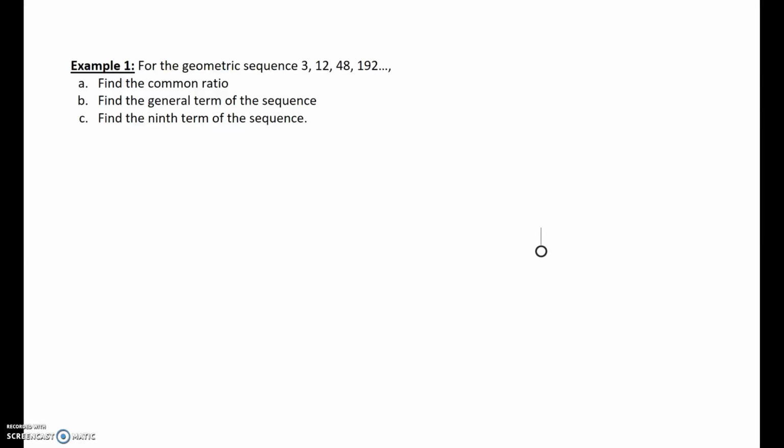Hello and welcome. This is a question on a geometric sequence. A geometric sequence is one in which each term gets multiplied by the same number. So if we start with 3 and 12, then we're clearly multiplying by 4. So 3 times 4 is 12, 12 times 4 is 48, and 48 times 4 is 192. That's how this sequence is produced, and that's why it's called a geometric sequence. We're multiplying by the same amount every time.